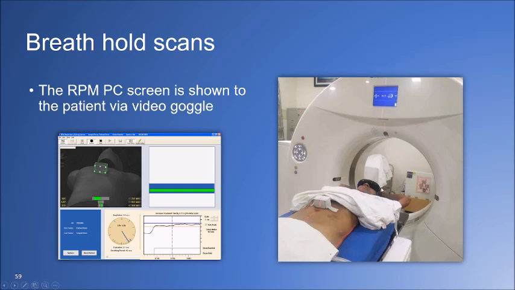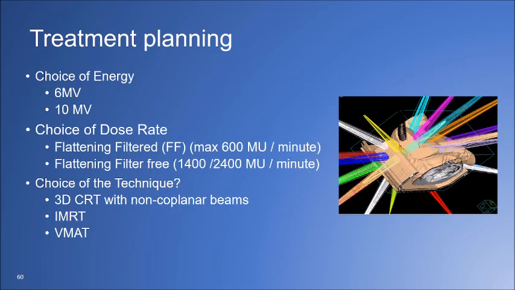We also give the video goggle during the treatment, where the patient has to hold the breath at the same level. This really helped in having the breath hold at one particular level during the treatment. For the treatment planning, what we used when I was there was fixed beams, not VMAT or anything. We used 3D CRT.